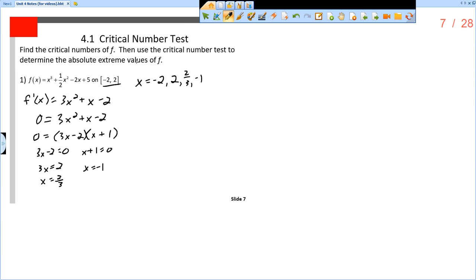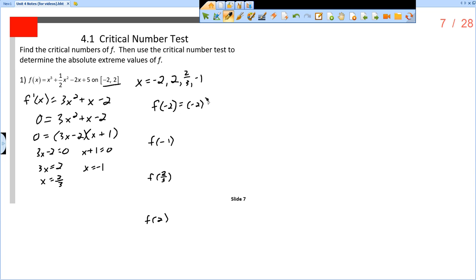All right, so now remember it says then determine the absolute extreme value. So we're using the critical number test, which says evaluate each of these. So f of -2, f of -1, f of 2/3, and then finally f of 2 to determine the maximum and the minimum. All right, so remember we're plugging into the original function.